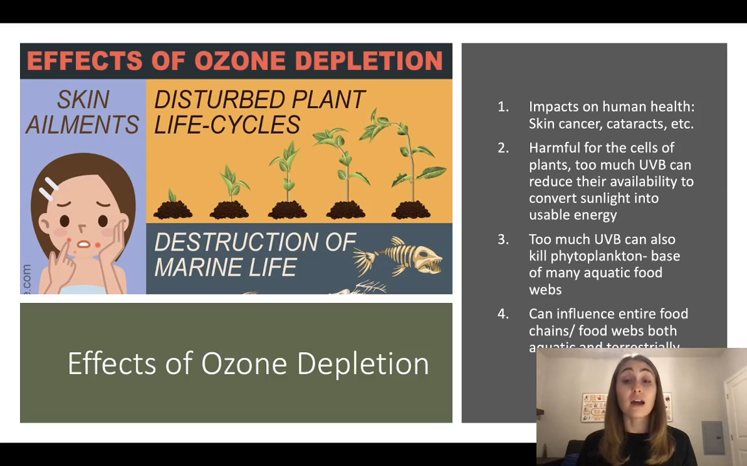It can also kill phytoplankton. We know phytoplankton are the base of many aquatic food webs, so we could start to see the destruction of an entire aquatic food web based on phytoplankton not being able to survive that increased amount of UVB radiation. And of course, if we are decreasing the ability of plants to photosynthesize with too much UVB, then we can also see the destruction of entire food webs on a terrestrial level as well.